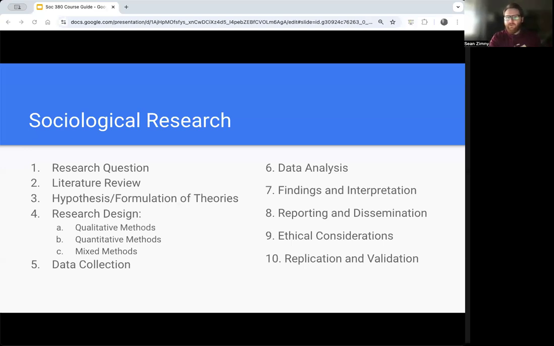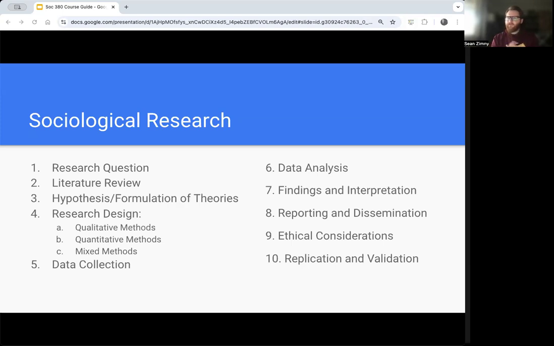So you start with your research question, right? You identify a problem. What's a question that you have? Your literature review. Researchers review existing studies. What's already been done on this area of research? What maybe is missing, or what didn't I know that was there? Identify gaps or inconsistencies that your research can address. Your hypothesis or your formulation of theory.